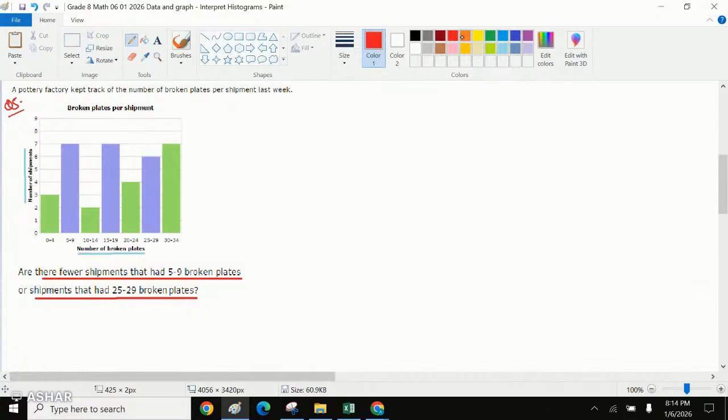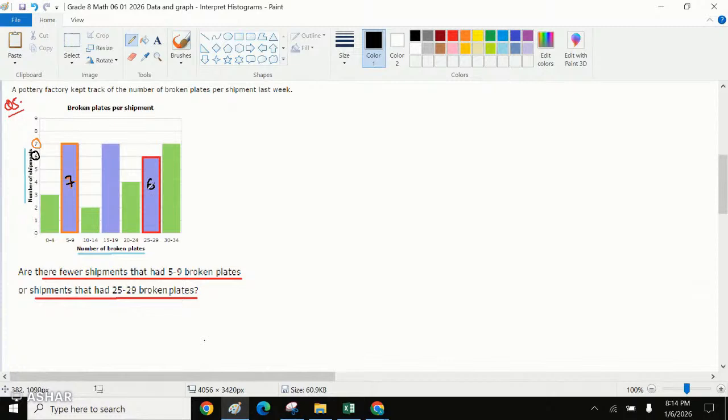So which out of these two will have fewer shipments with broken plates, right? So let's look at 5 to 9. If we look at 5 to 9 broken plates, the number of shipments would be 7 over here, right? This is 7. How about 25 to 29? If we look at 25 to 29, we know that this is 25 to 29. This bar represents, what is the value for 25 to 29? This was 6, right?